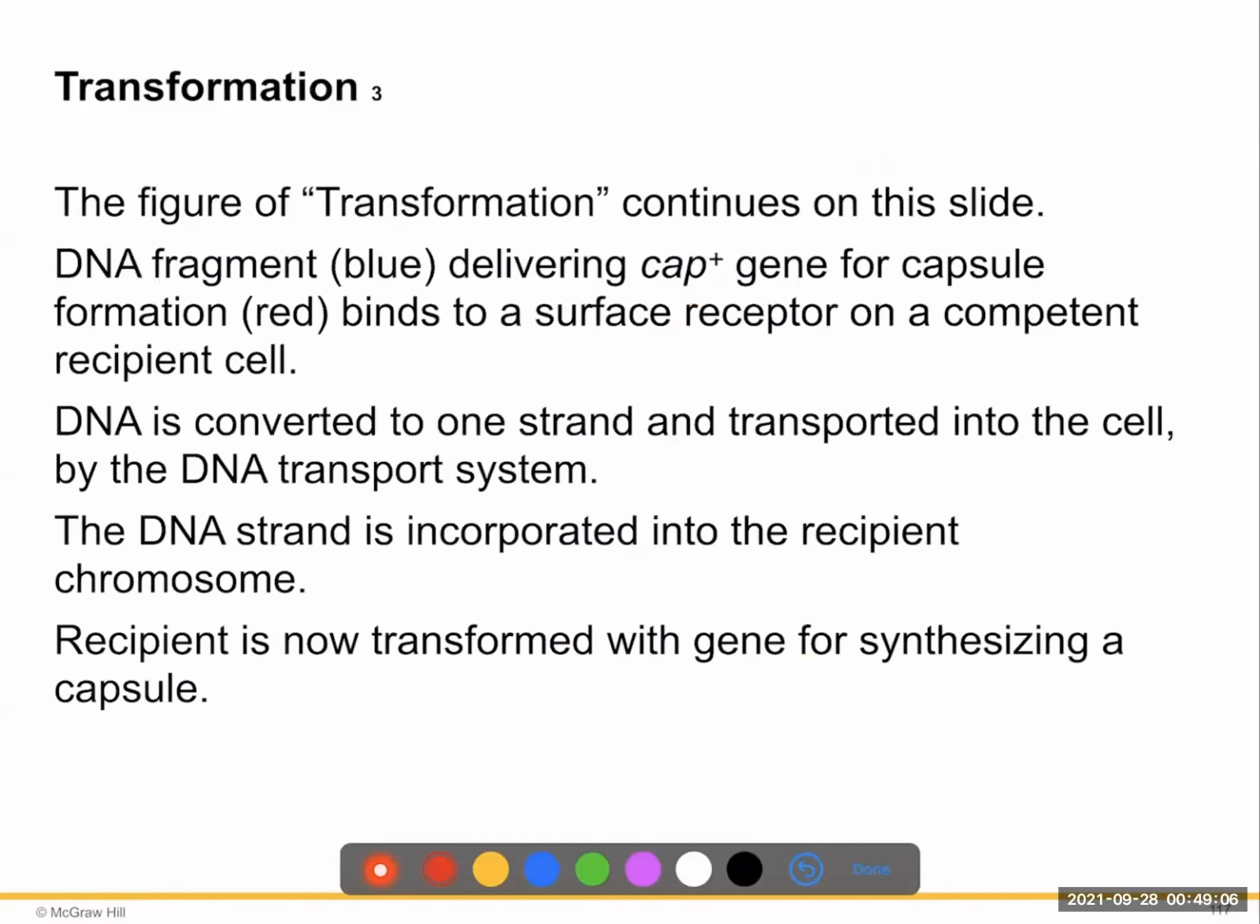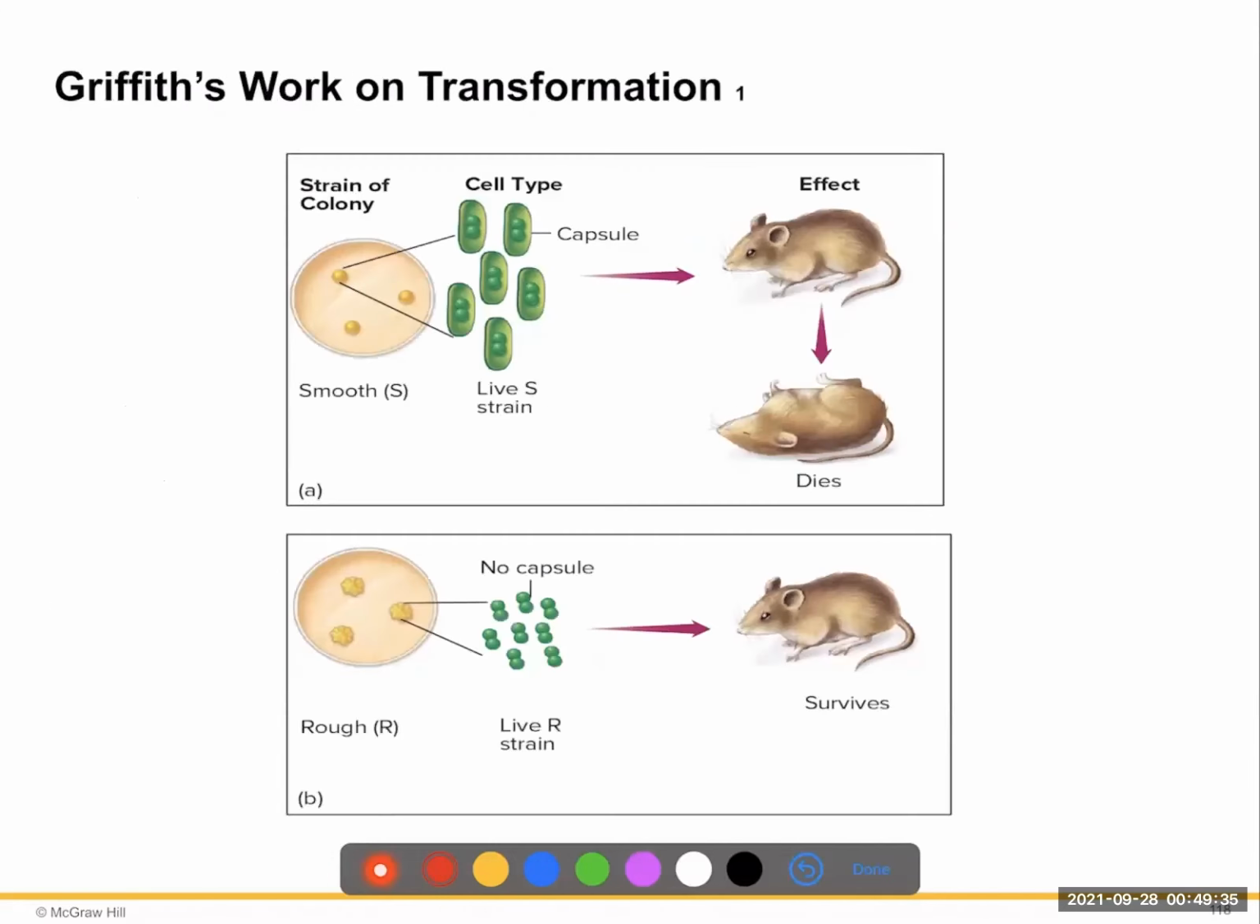Okay, so the DNA fragment, which was blue in the slide before, delivered what's called a cap gene, which is the capsule. Okay. It binds to the surface, and the recipient cell pulls it in. DNA is converted to one strand, transported into the cell by the DNA transport system. DNA strands are incorporated into the recipient chromosome. Okay, so now you have a gene for synthesizing a capsule. And that's how we do recombinant DNA. We put our cells out, the cell dissolves it in, and we can place that directly into the DNA itself.